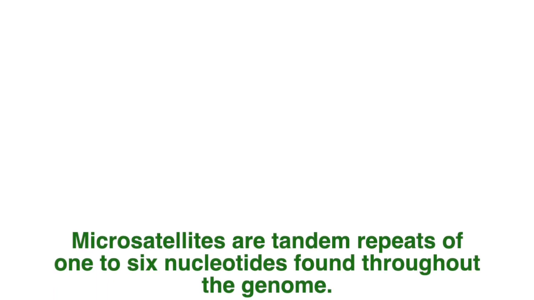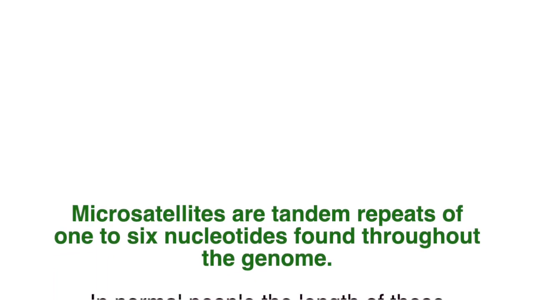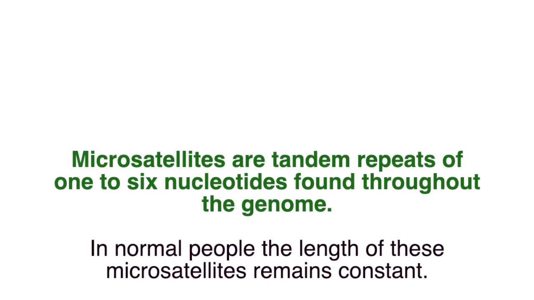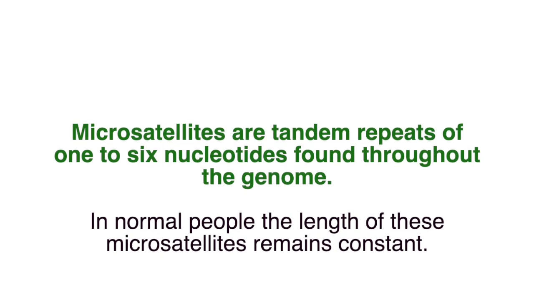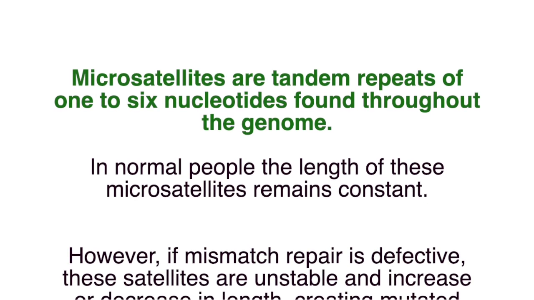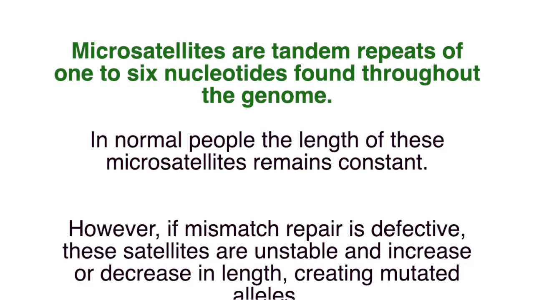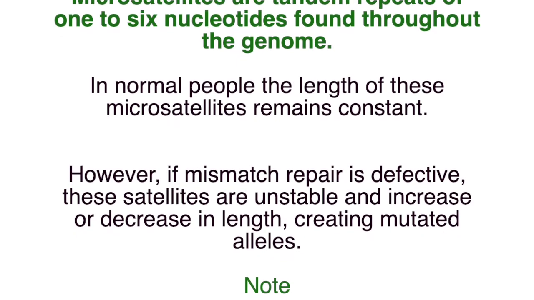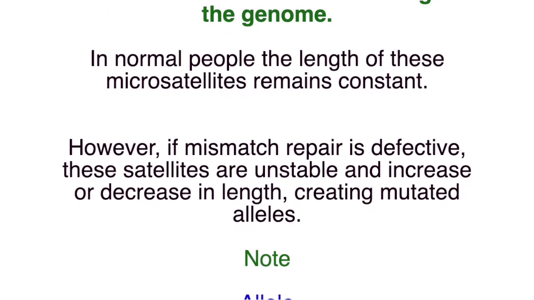Microsatellites are tandem repeats of 1 to 6 nucleotides found throughout the genome. In normal people, the length of these microsatellites remains constant. However, if mismatch repair is defective, these satellites are unstable and increase or decrease in length, creating mutated alleles.